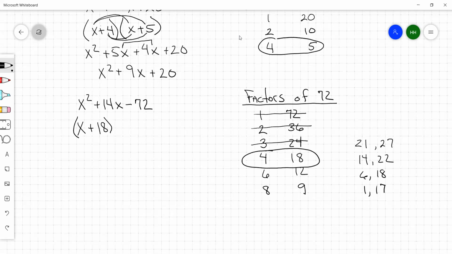And what do I got to do with my other factor? It's going to be the x and then the x minus 4. Very good. Because positive 18 times negative 4 is negative 72. And positive 18 minus 4 is positive 14. So that is your trinomial in factored form.